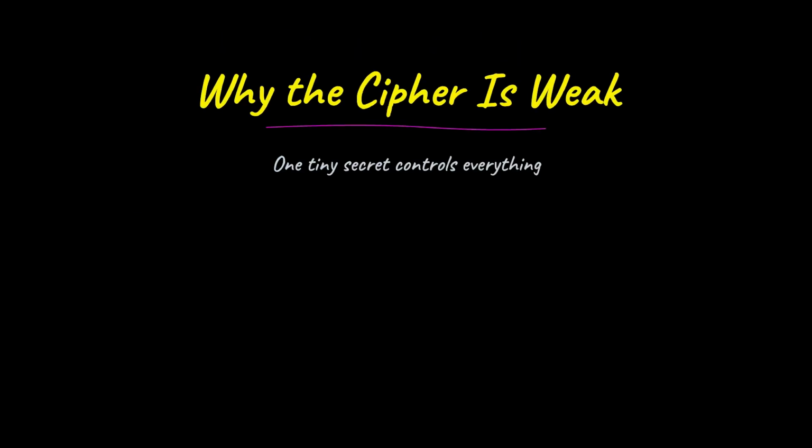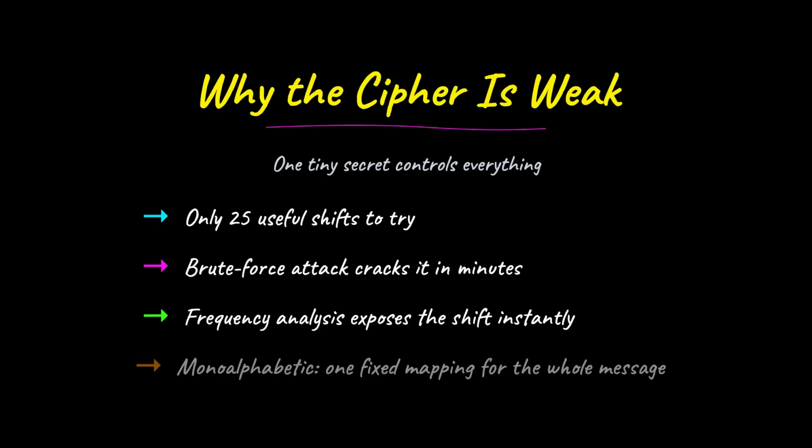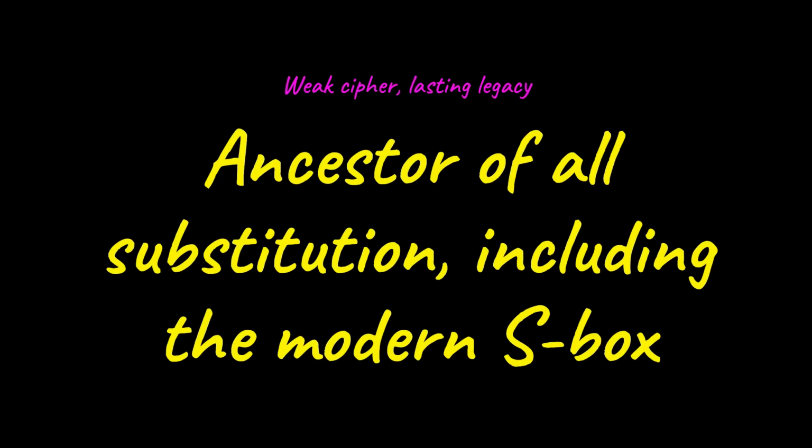The entire scheme depends on a single number, the shift, so there are only 25 useful shifts to try by hand. Worse, since one letter always replaces another the same way, the natural frequency of letters like E passes straight through to the ciphertext, handing over the key without any real guessing. The Caesar cipher's true importance isn't its strength, which is almost none, but its role as the ancestor of substitution itself. Its direct descendant, the substitution box in modern block ciphers, performs the same idea over bytes in a tangled, key-dependent way that no simple frequency count can crack.